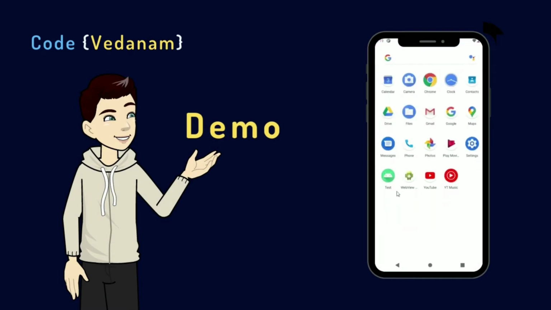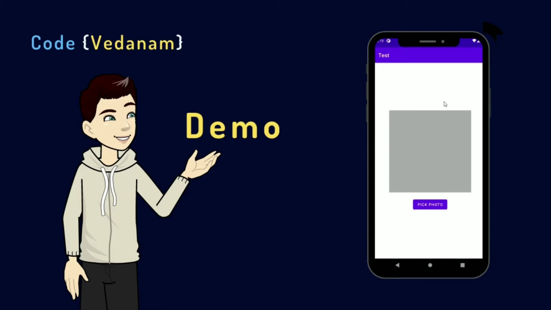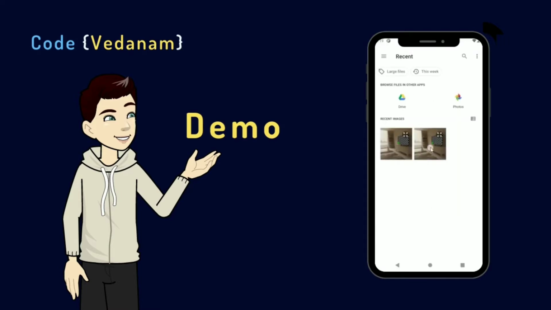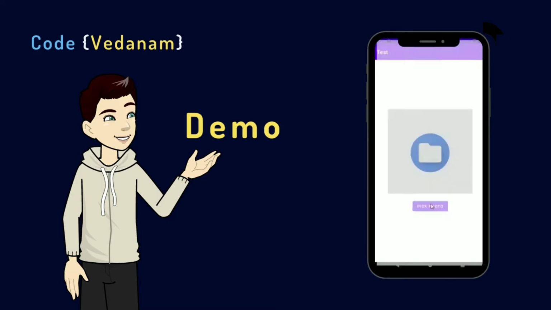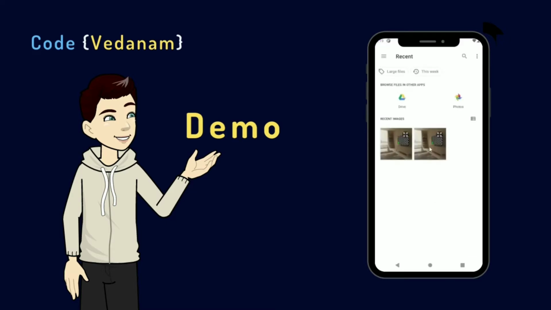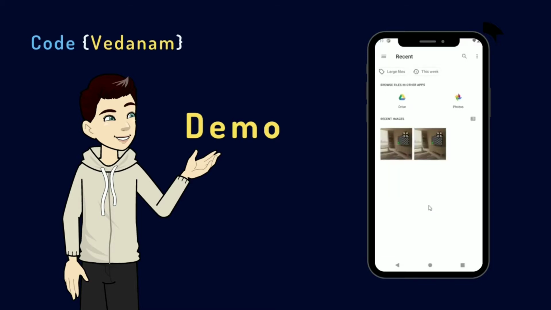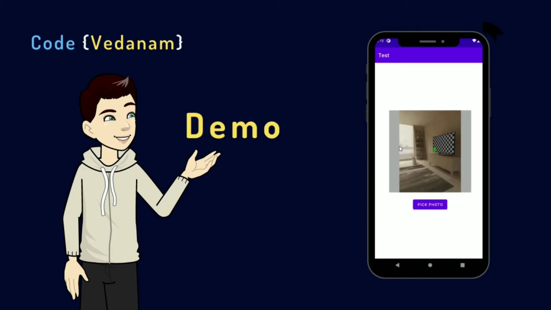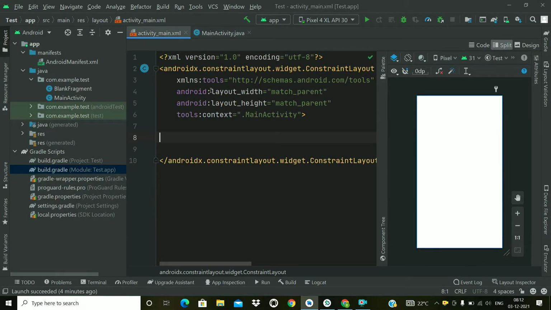Today we will learn how we can open the file manager, choose any photo, and show this photo in an image view. As you can see in this demo, there is some problem. Let's select the image again. Okay, now you can see the image is added in the image view. So without wasting much time, let's go for coding now.